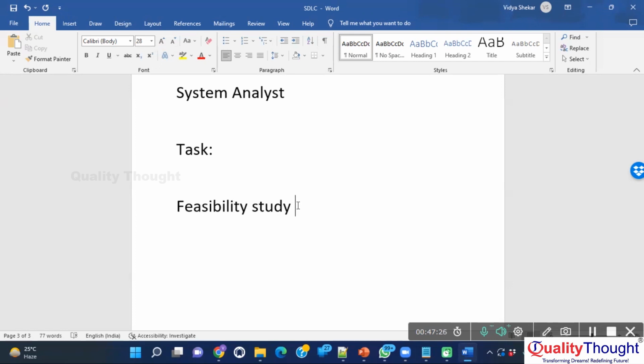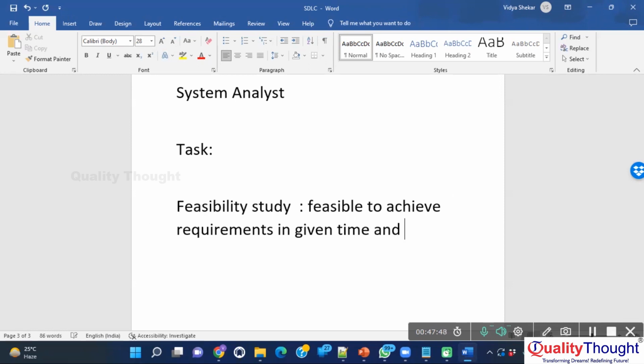So the first thing, feasibility study: once they have the requirements, they are going to check whether it is feasible. The product manager is going to check whether it is feasible to achieve the requirements in the given time and budget. The first thing they do is the feasibility study. The second thing they do is the tentative planning.